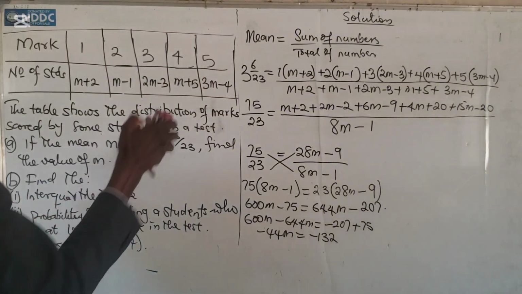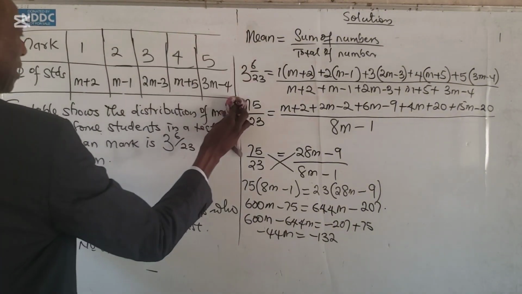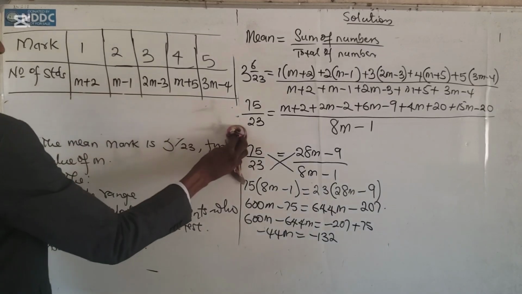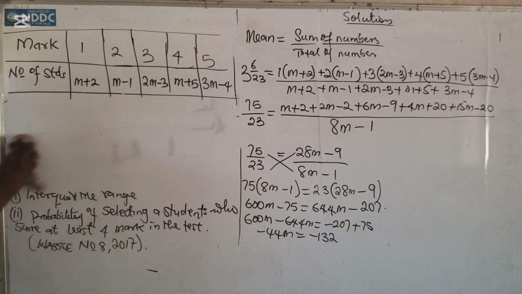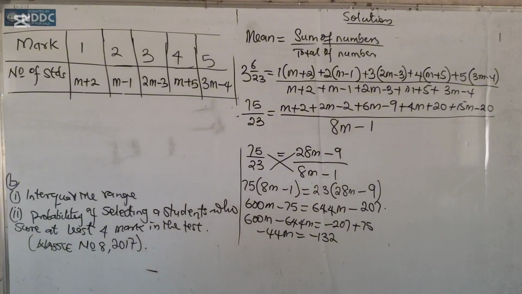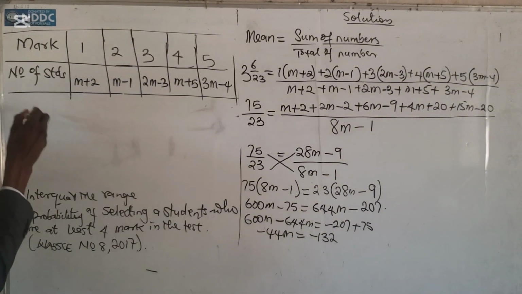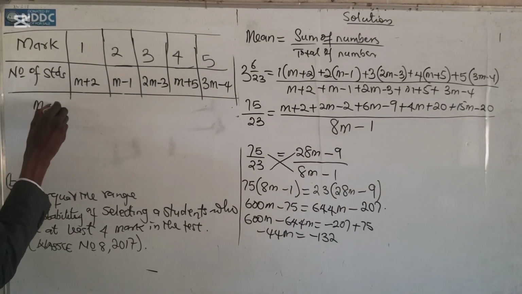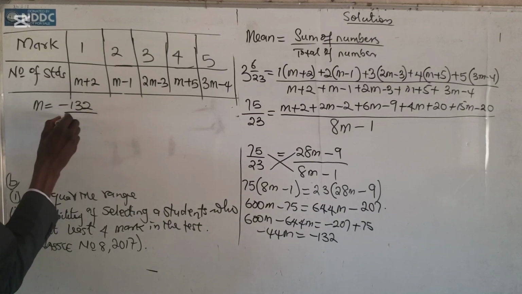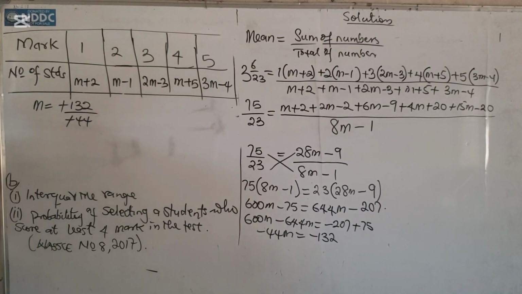Because we are looking for m, we divide both sides by minus 44. So m is equal to minus 132 divided by minus 44. Minus divided by minus is plus. What is 132 divided by 44? It gives us 3. So m is equal to 3. That is question number 1, so we have found m.